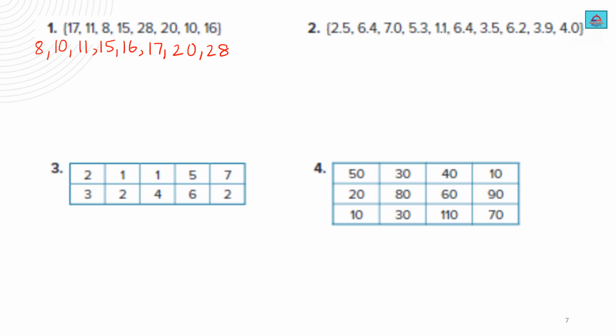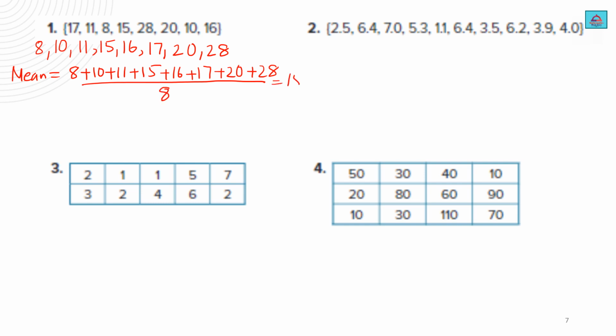So I arrange from small to big, and then I find the mean. So I add all the numbers: 8 plus 10 plus 11 plus 15 plus 16 plus 17 plus 20 plus 28, and then I divide them by the total number of values. So if you count them, these are 8 numbers. So the mean is going to come out to be 15.625.